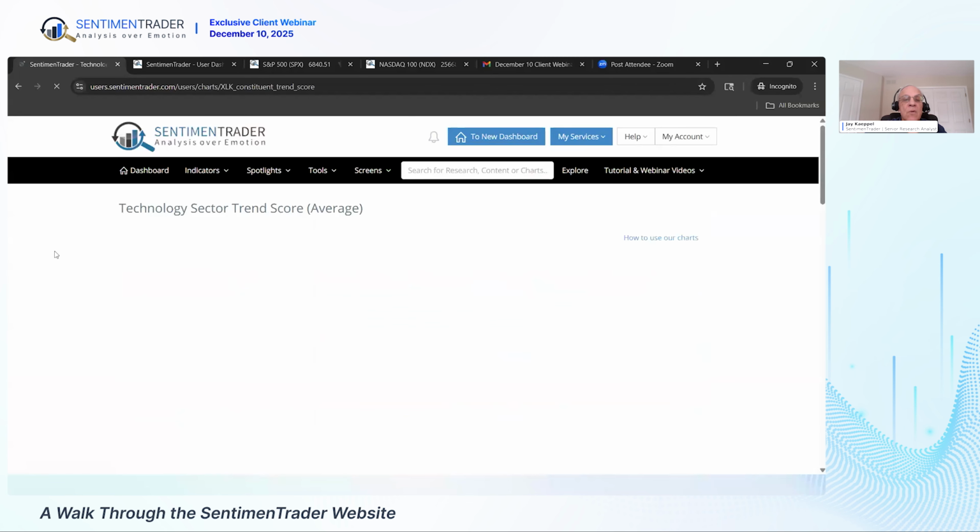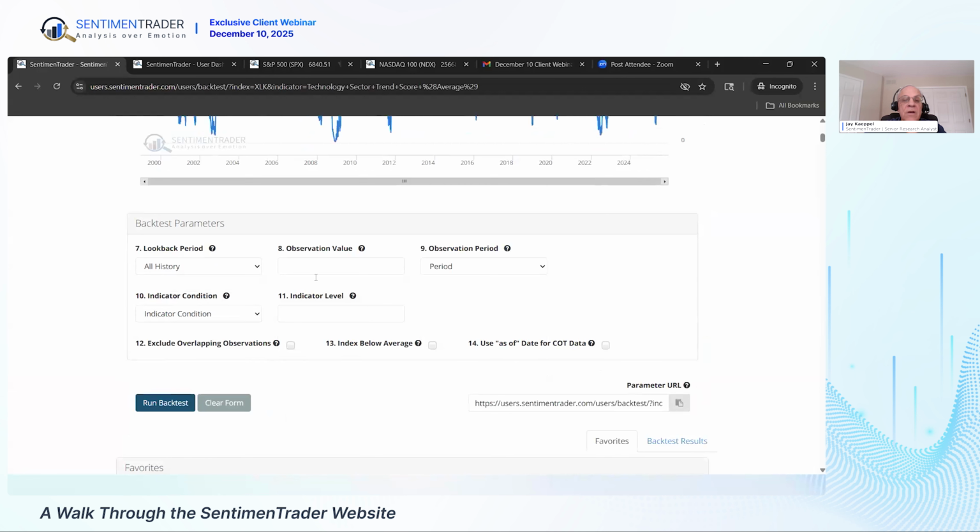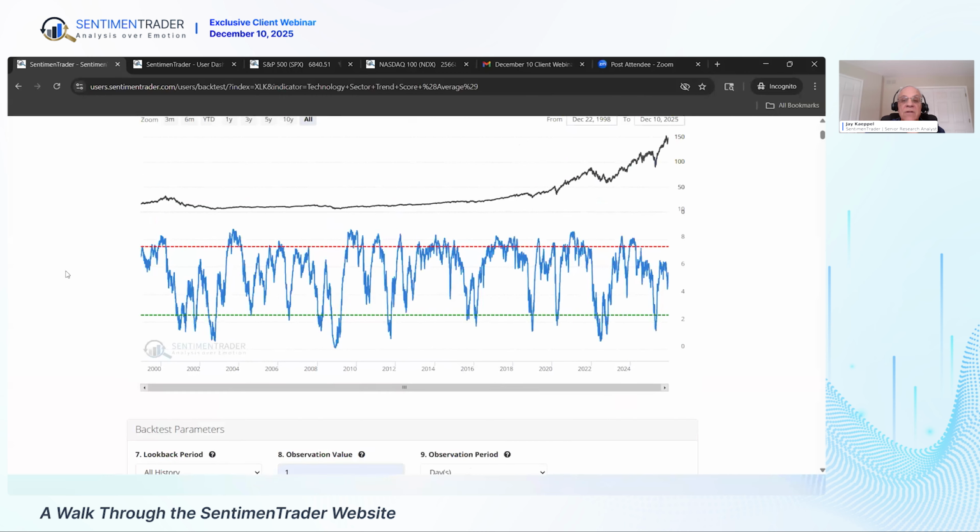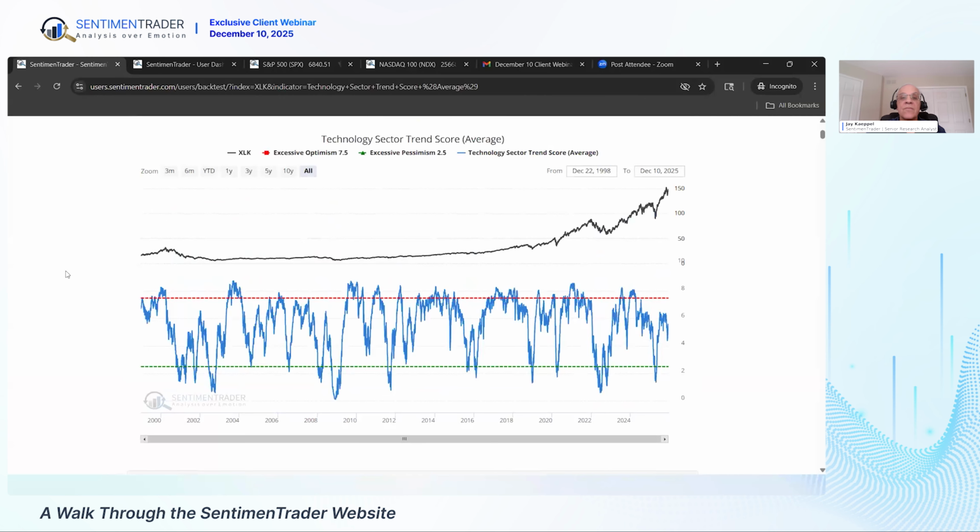As a speculator, you're looking for low values. Let me give you an example of how to do that. Backtest here. And I'm going to say, show me any reading below 1.1. So again, all history, observation value 1, period 1 day. And I'm going to say below 1.1. So in other words, the sector is really, every stock is getting beaten down.